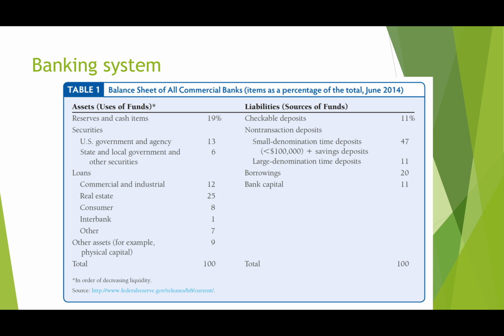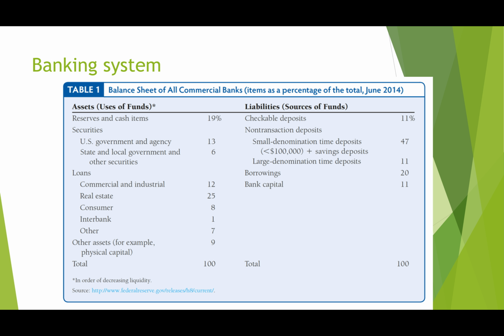So non-transaction deposits, these are taken to be CDs. These are small denomination time deposits, and the savings deposits. So when I talked about savings accounts, there they are in that category. That's savings accounts and CDs that are under $100,000. The large denomination time deposits, that's over $100,000, are there as well, 11%. They're mostly businesses that have done those, but some high worth individuals as well.